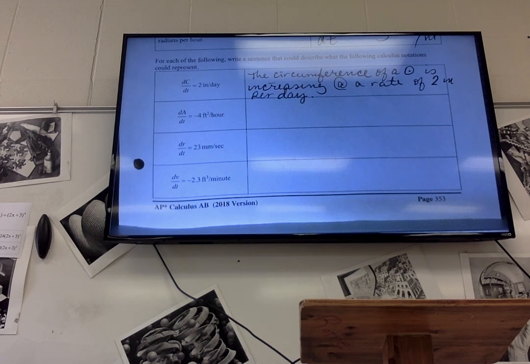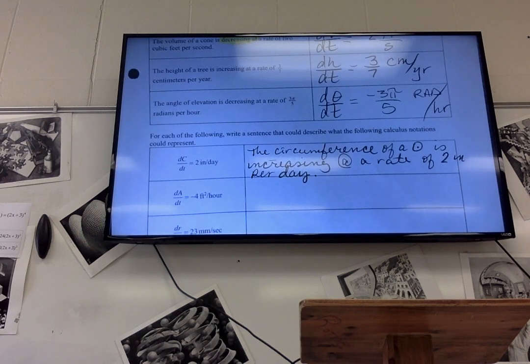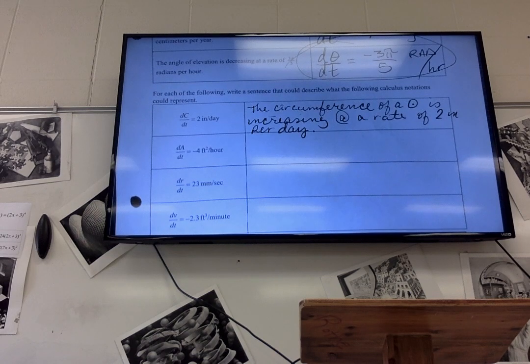So it's super important to be able to take the word form and change it into the equation form and vice versa. They like to do these kinds of problems. Okay, somebody else, the next one, what do you think?